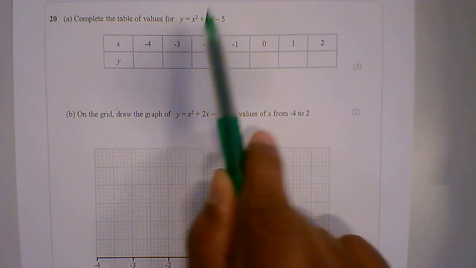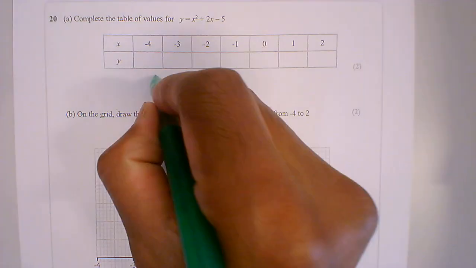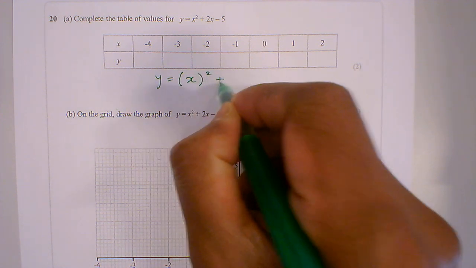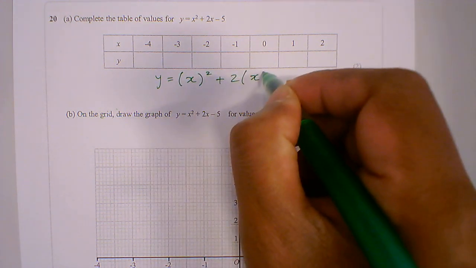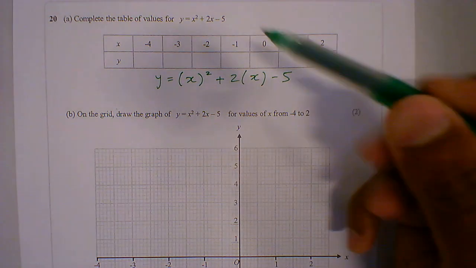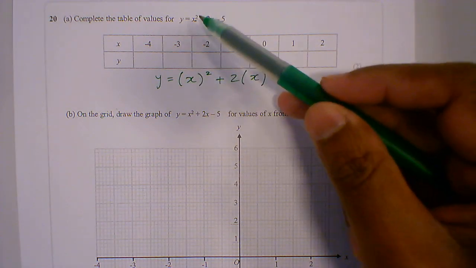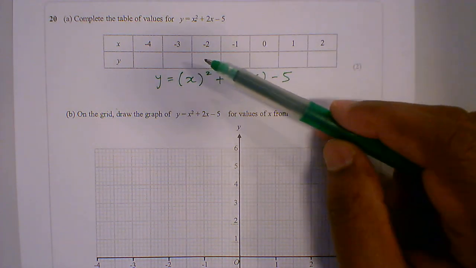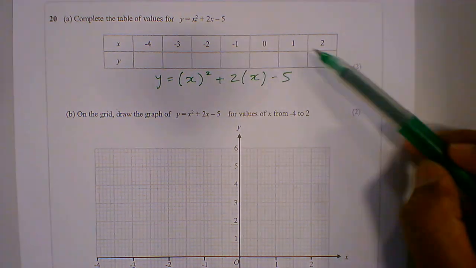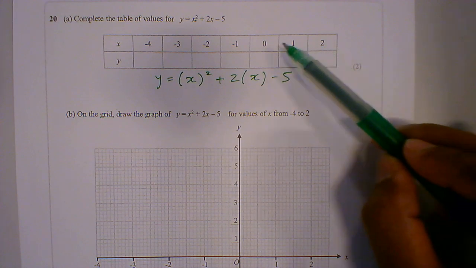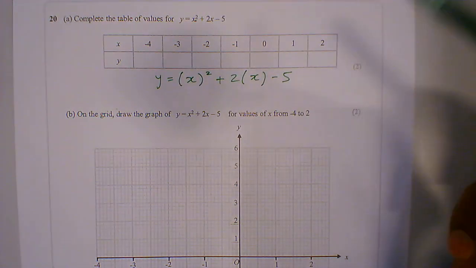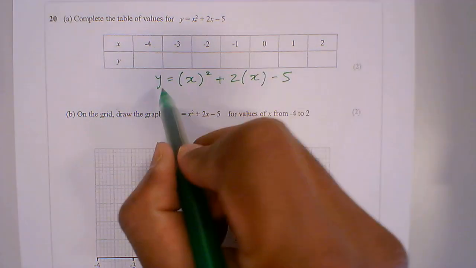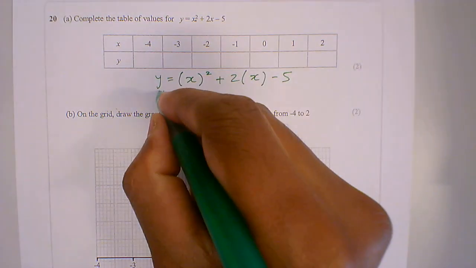Where it's got x, I'm going to put brackets around it. So y equals bracket x squared plus 2 bracket x minus 5. So you can see I've put brackets around the x. Now, where it says x, I'm going to replace it with each number. As an example, I'll do a positive and a negative. On my calculator, I'm going to be writing this out.